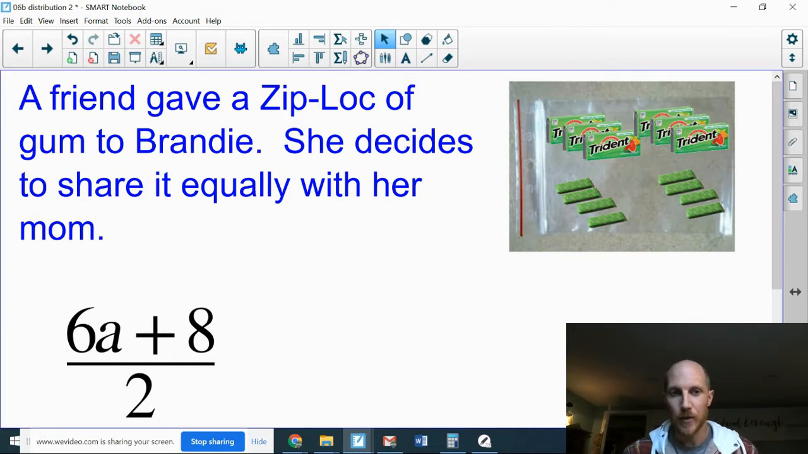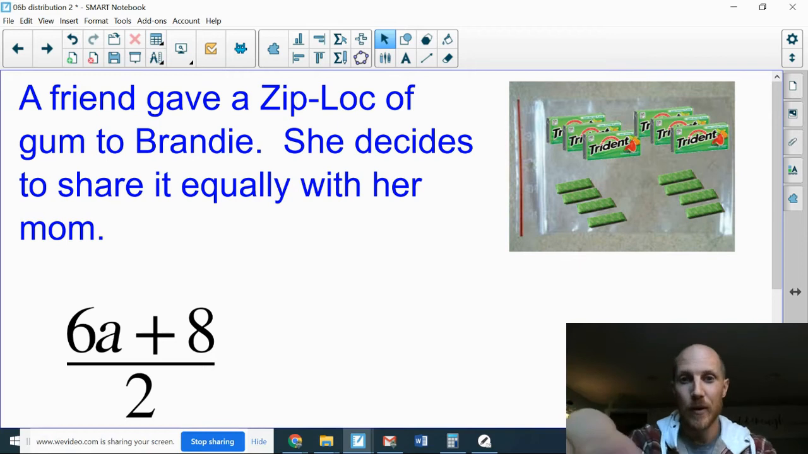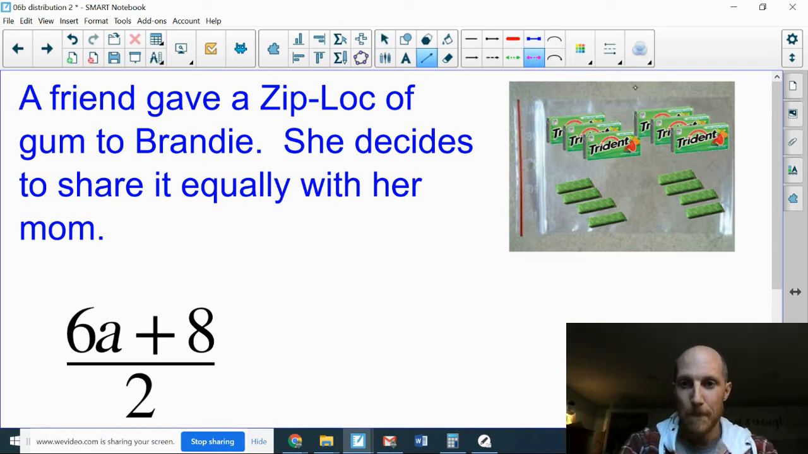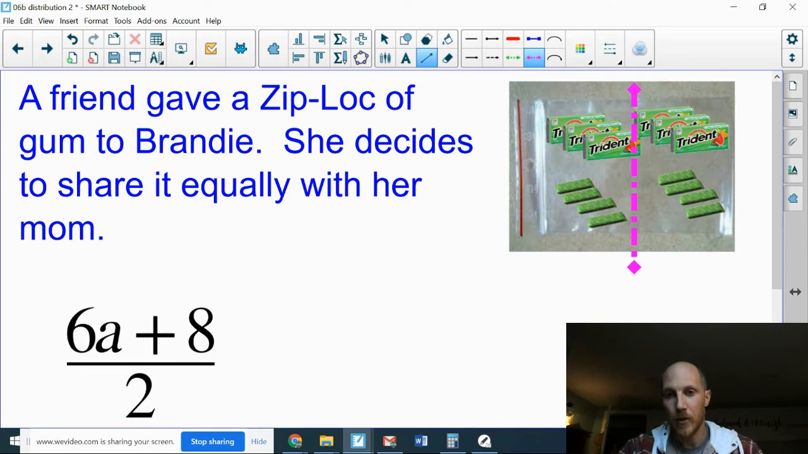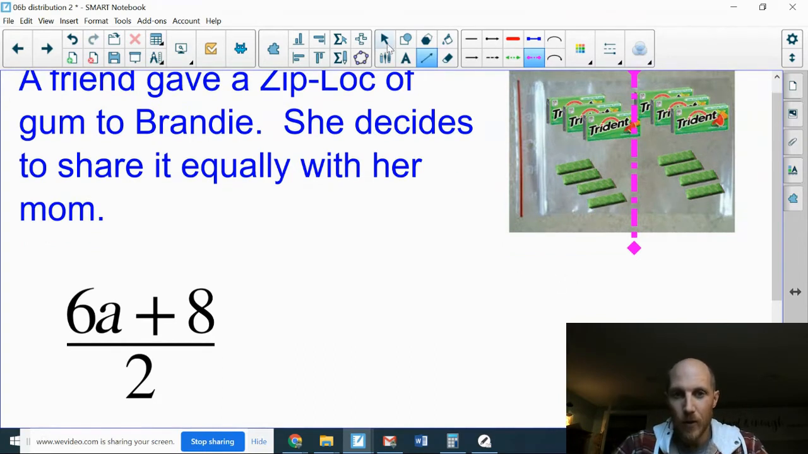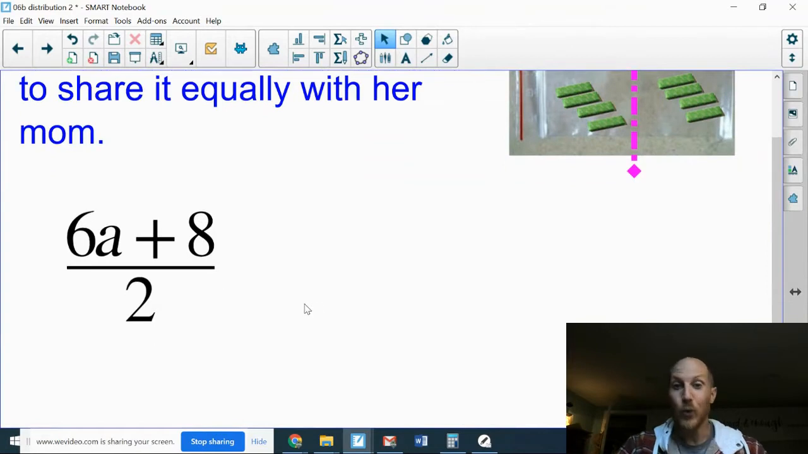So a friend gave a Ziploc filled up with gum to Brandy. She decided to share it equally with her mom. Inside this Ziploc bag, there were 6 packs of gum and 8 individual sticks of gum. So she's going to share with her mom equally. She's got to take what's in the Ziploc bag and break it into 2 groups, right? So, blam, split that right down the middle, and there's going to be 3 packs and 4 individual sticks for each of them, right?